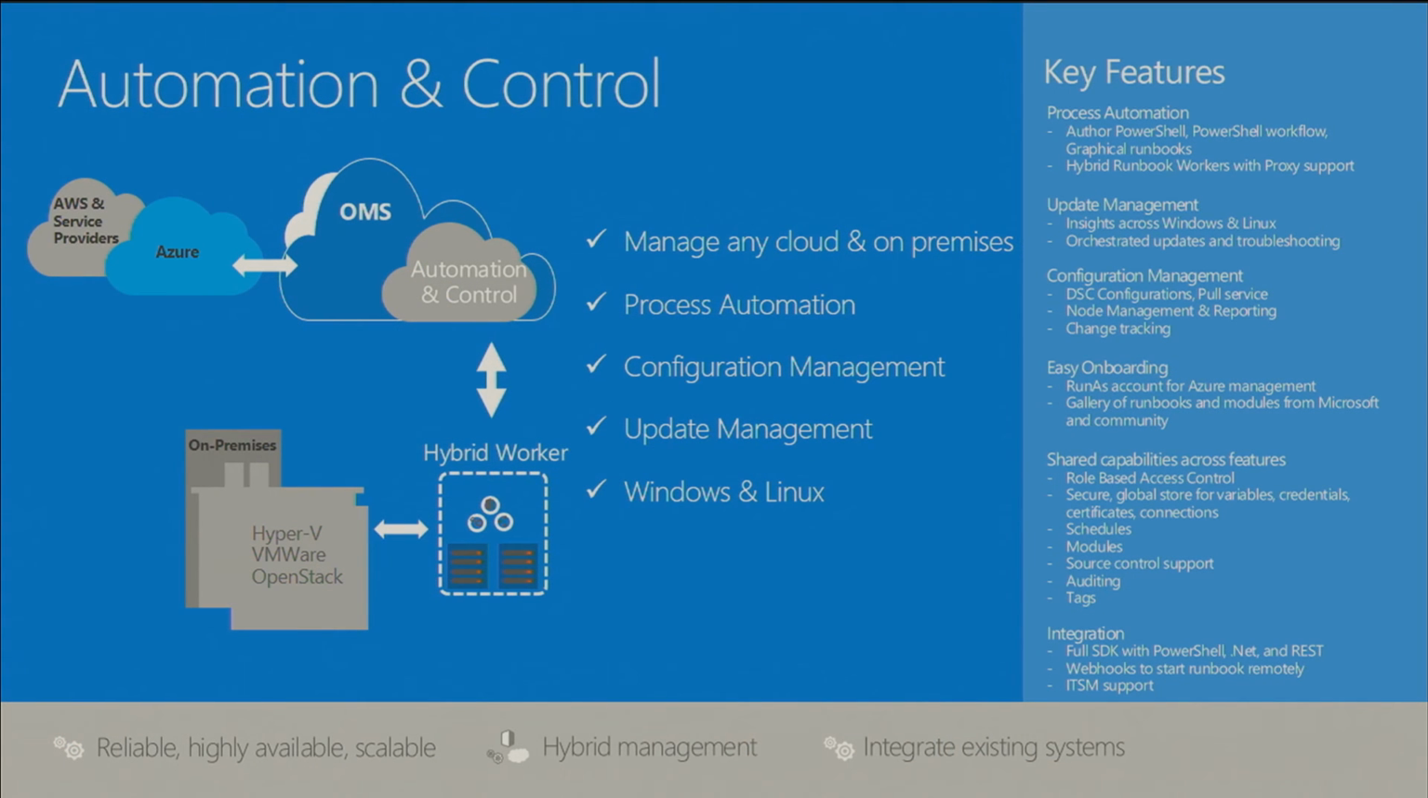So when you look at the automation and control part, again, like I mentioned in the first slide, you can manage any cloud. You can manage on-premise. We have process automation, configuration management, update management, and change tracking, and you do it across Windows and Linux. So what we're looking at here is that you can manage all of your resources anywhere. And on the next slide, I'll show you can manage also the complete life cycle of everything. So we want you to go away thinking that this is a complete automation platform for managing all of the resources that you need to manage.